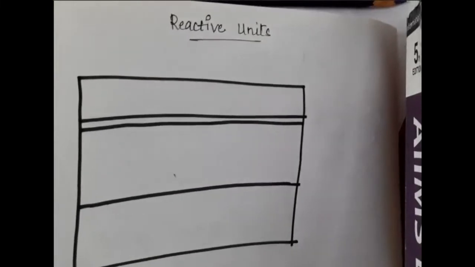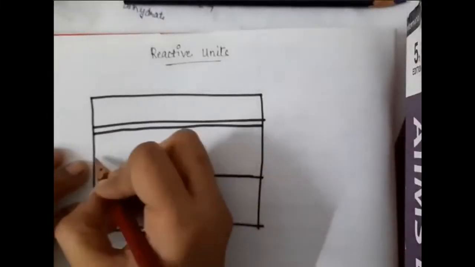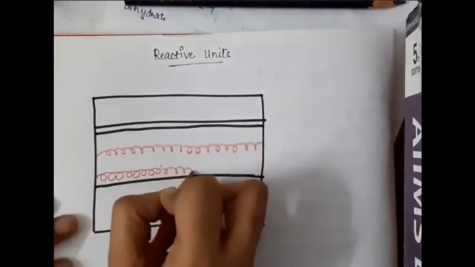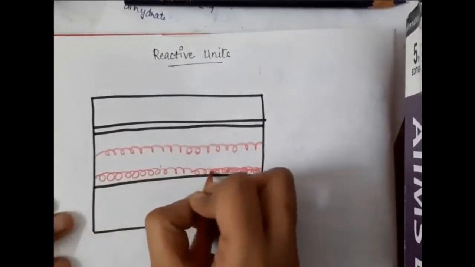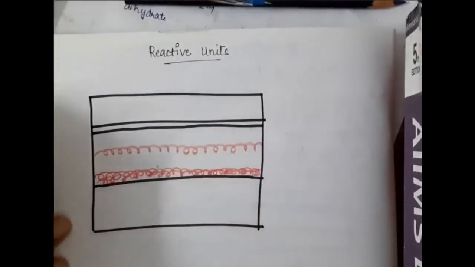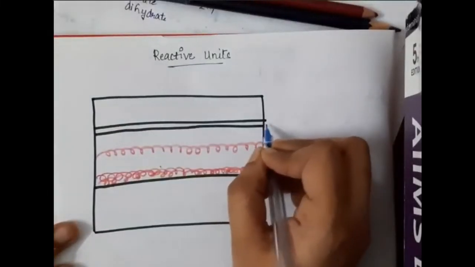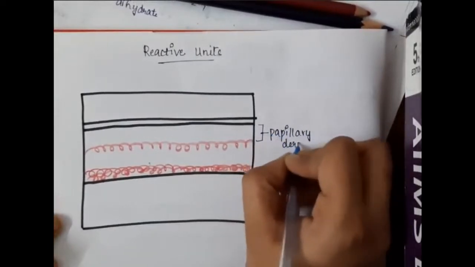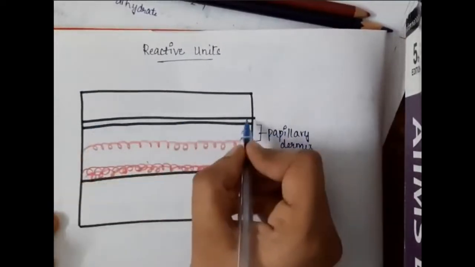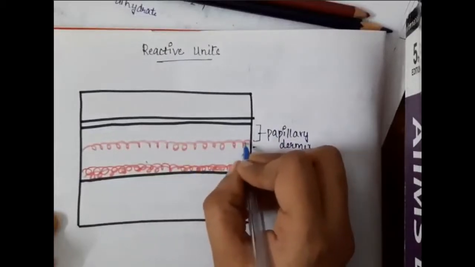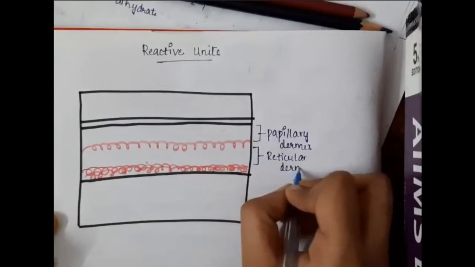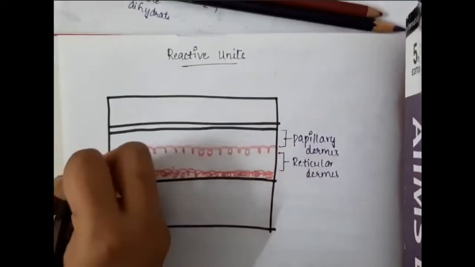In the dermis we have 2 layers of blood vessels present. One is the superficial vascular plexus and the second is the deep vascular plexus. If you see, in the dermis, the area of dermis which is above the superficial vascular plexus is papillary dermis, and the area of dermis below the superficial vascular plexus is reticular dermis.